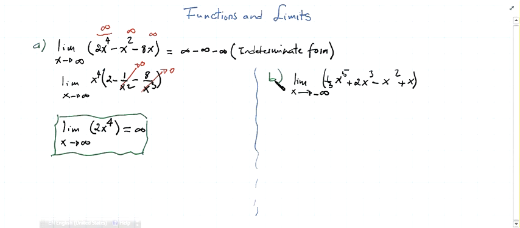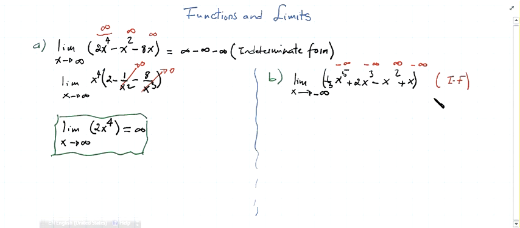All right, so we're going to do the same thing. When x tends to minus infinity, x to the power 5 tends to minus infinity because it is an odd power, and this one is also tending to minus infinity because of the odd power, and this one is tending to infinity, and this one to minus infinity. So we're still going to have an indeterminate form.